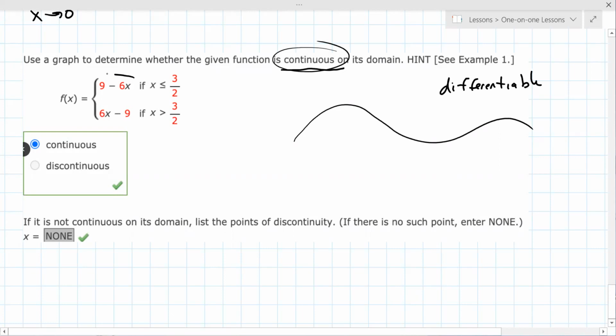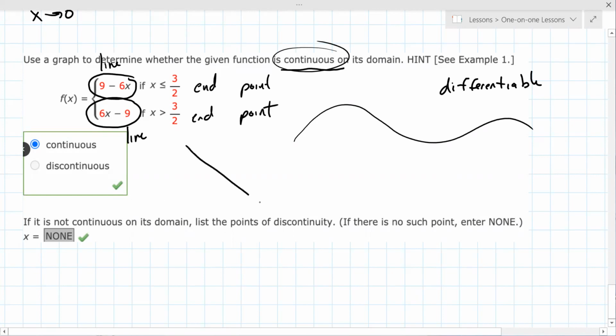This is a line, and this is a line. They are both continuous by themselves. The question is, what happens here at this endpoint? This is an endpoint, and the other one's an endpoint. Do they meet at the same place? So it could be that one looks like this and the other looks like that. Is this something I could graph?